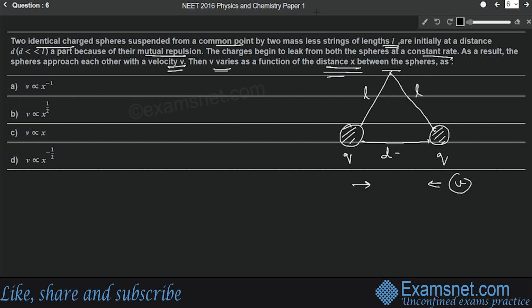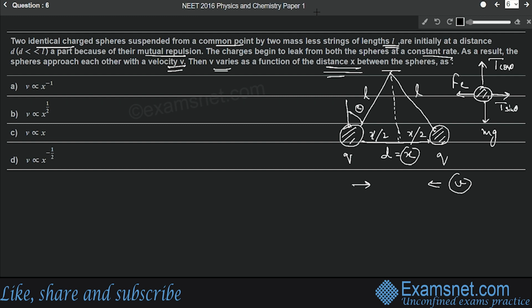So we'll consider d as equal to x, because we have to find the relation between v and x. If we draw a line here, then we can say that this is x by 2 and this is also x by 2, half. And this angle can be taken as theta. Now let's draw the free body diagram of this sphere. One force will be acting downward, that will be equal to mg, and that will be balanced by an upward force, that is T cos theta. On the left hand side, we have the repulsive force or the electrostatic force, and that will be balanced by an opposite force, that is T sin theta.